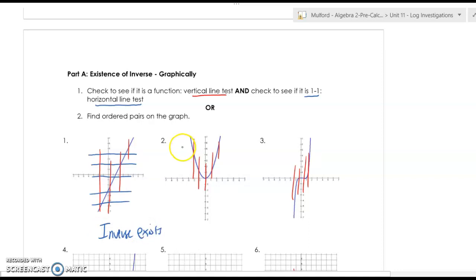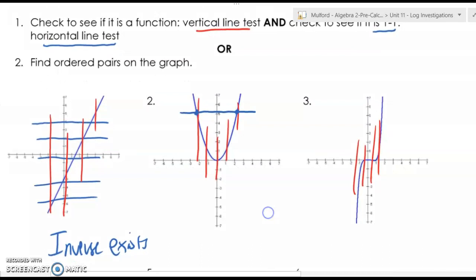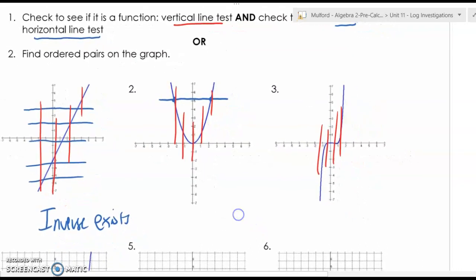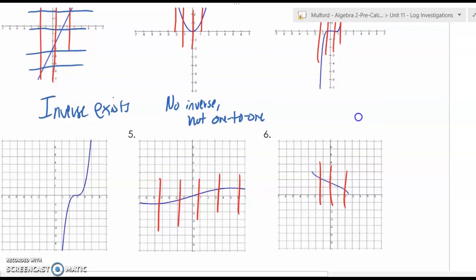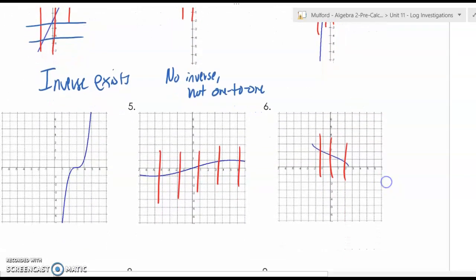But if I look at number 2, when I start drawing horizontal lines, see like right here, when I draw that one horizontal line, it crosses that graph twice. That's going to be a problem. What that tells me is that it's not one-to-one. So I'm going to say there is no inverse, not one-to-one. It fails the horizontal line test. If I go to a graph like number 6, it looks good. We're going to say the inverse exists.